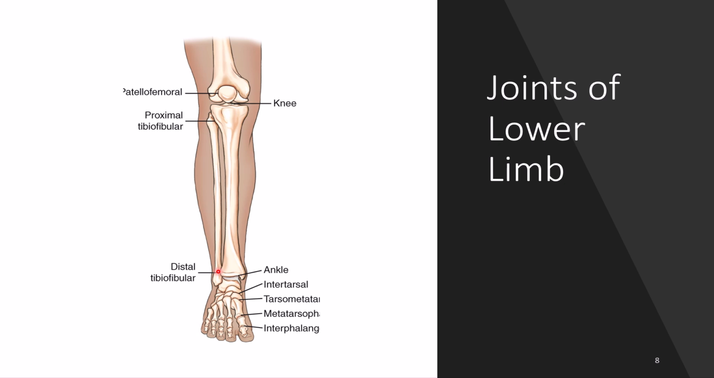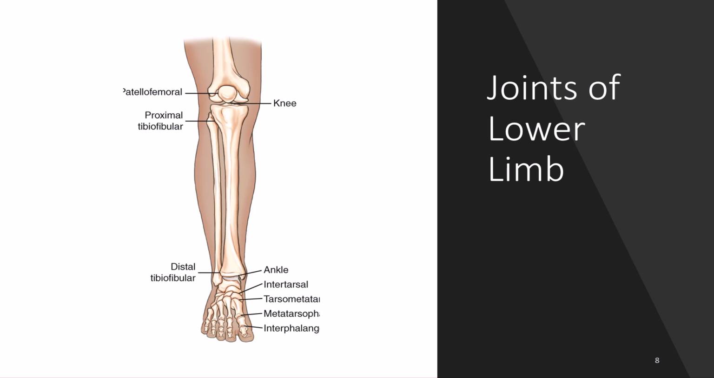That's what allows you to rotate the bones in your foot, just like the radio-ulnar joint in the forearm. We have a proximal radio-ulnar joint and a distal radio-ulnar joint. We also have the ankle as a joint in the lower limb, intertarsal joints, tarso-metatarsal joints, metatarsophalangeal joints, and interphalangeal joints. All of those are part of the lower limb.